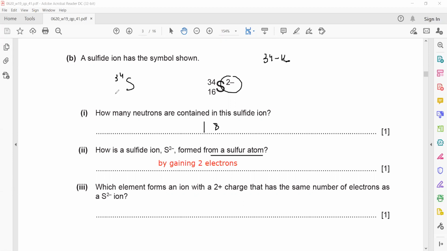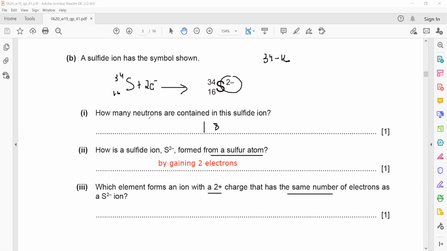Which element forms an ion with 2 plus charge and has the same number of electrons as sulfide ion? So how many electrons are there in sulfide ion? Because it's 16 plus 2 extra electrons, so there are 18 electrons. So there are 18 electrons in sulfide ion.